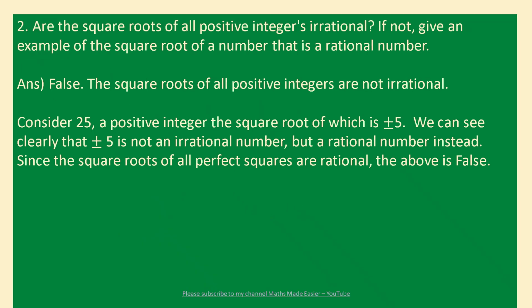Are the square roots of all positive integers irrational? If not, give an example of the square root of a number that is a rational number. The answer to this question is false. Why? The square roots of all positive integers need not be irrational. Say for example, if you consider 25, it is a positive integer, the square root of which is plus or minus 5. We know very well that plus or minus 5 is not an irrational number, but it is a rational number instead. Since the square roots of all the perfect squares are rational, the above statement is false.